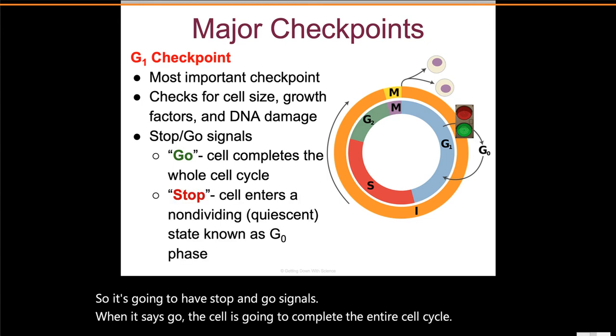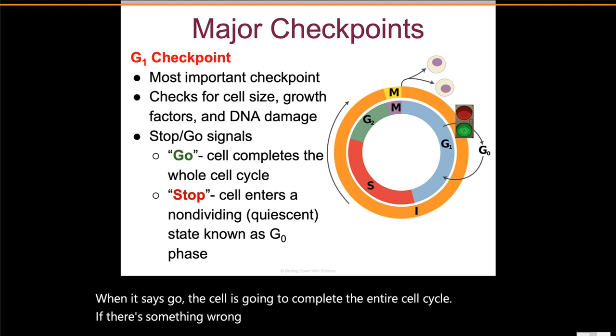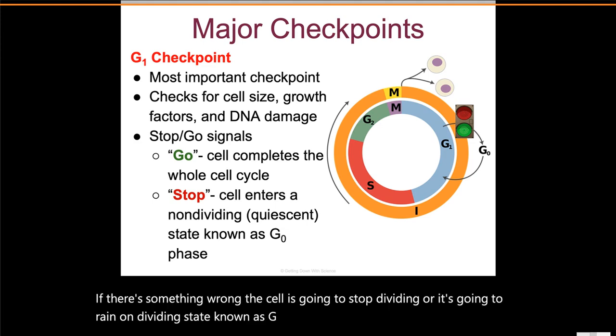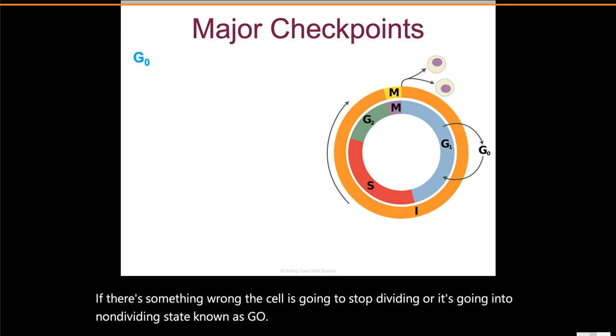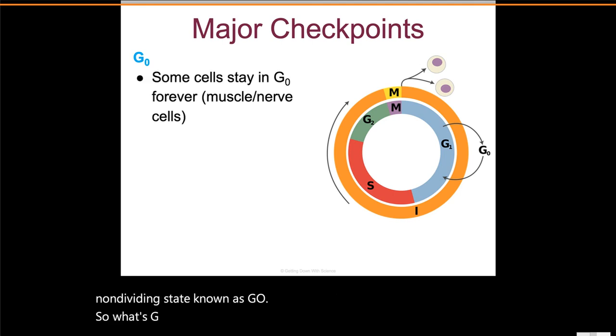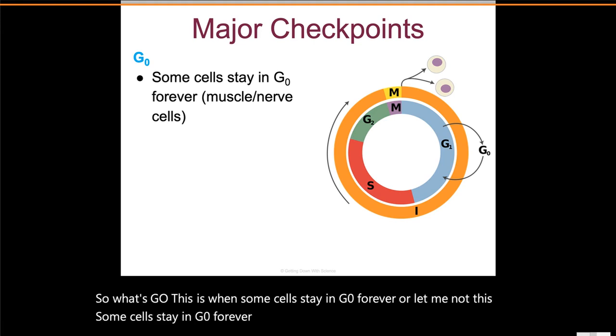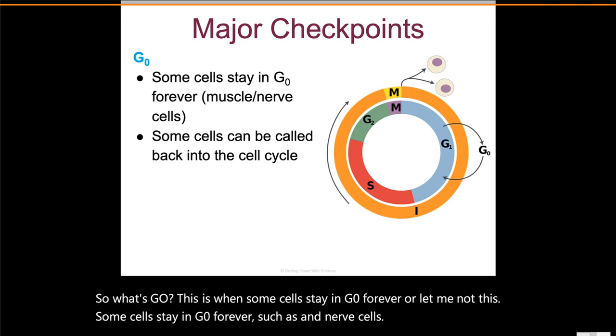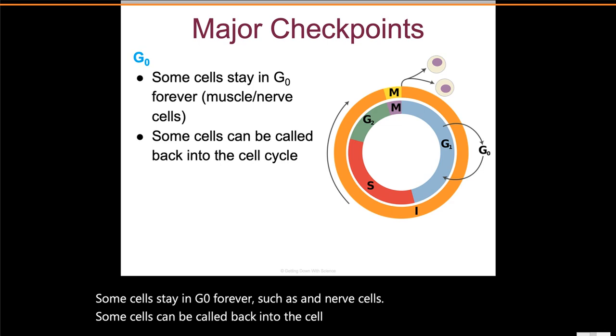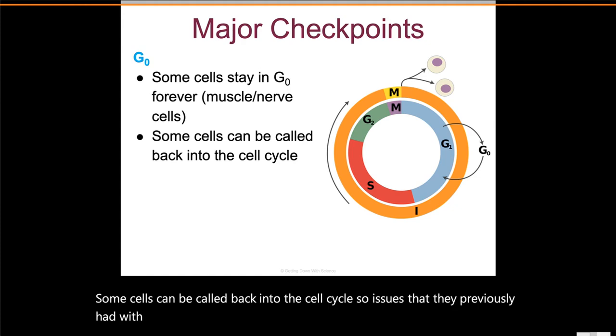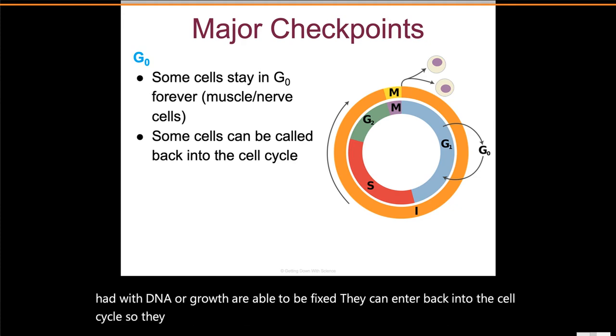If there's something wrong, the cell is going to stop dividing, or it's going to enter a non-dividing state known as G0. So what's G0? Some cells stay in G0 forever, such as muscle and nerve cells. Some cells can be called back into the cell cycle. So if issues that they previously had with DNA or growth are able to be fixed, they can enter back into the cell cycle so they can continue through and eventually go through mitosis.